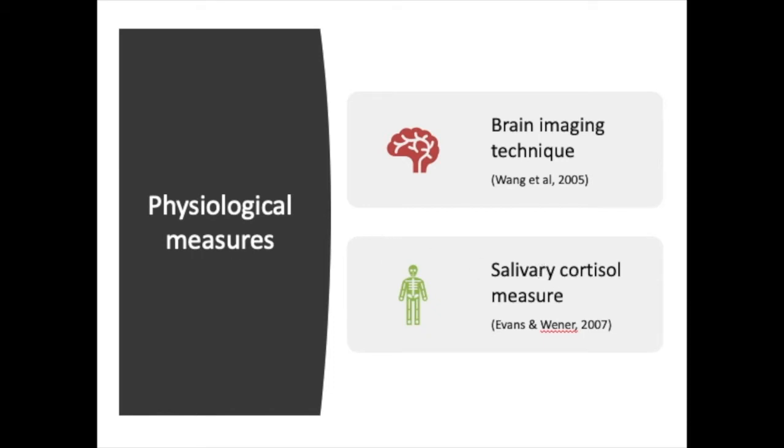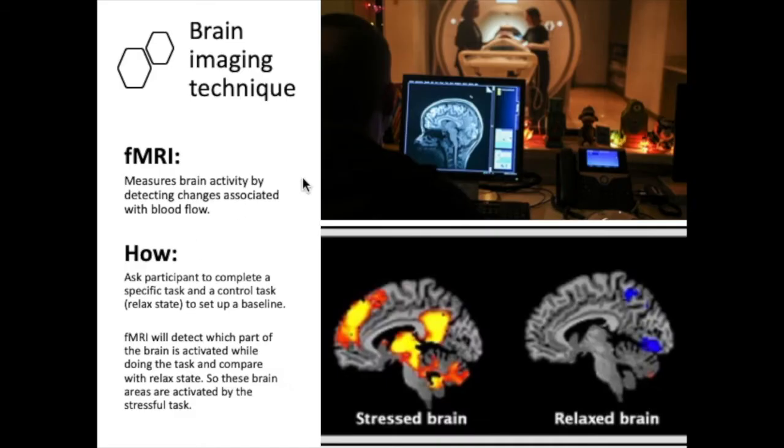Okay, so the first one is brain imaging technique by Wang et al., 2005. They use fMRI in Wang et al. So what is fMRI? Basically a person gets into this machine, which is called the fMRI, and we look at the activity of the brain. So this machine measures brain activity.